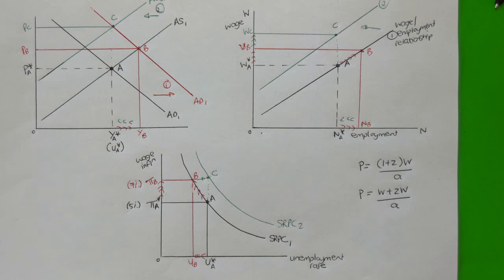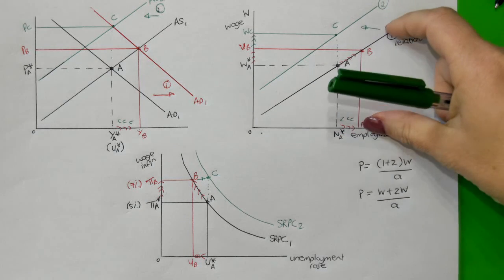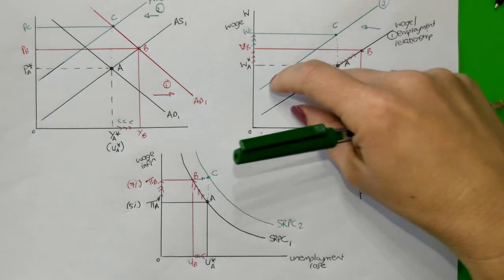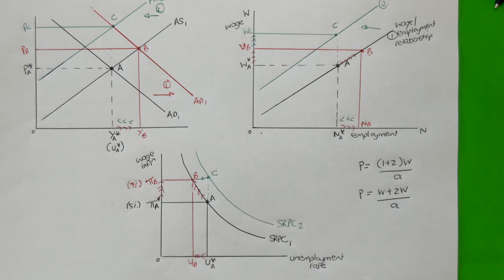Alright, so the thing to note is that this discussion is no different to the inflation expectations augmented Phillips curve discussion that we would have gone through in an earlier session. The only thing which we have done here is make explicit that what also happens is a change in wages and employment, and we've made explicit how that works using the wage-employment relationship diagram.